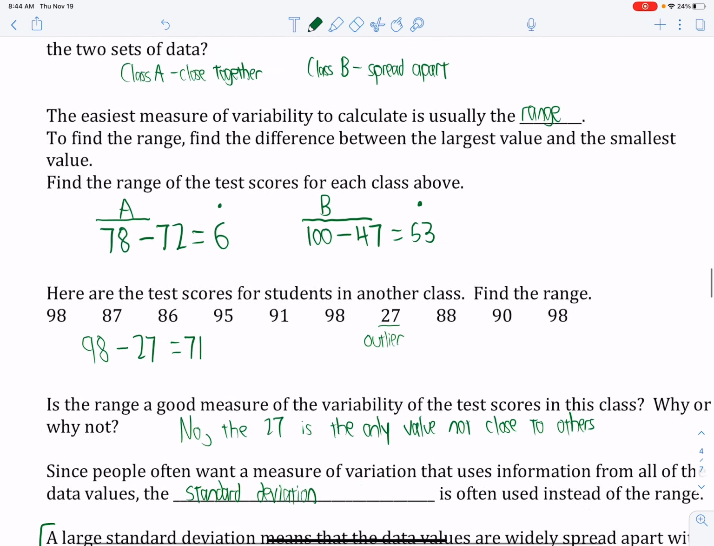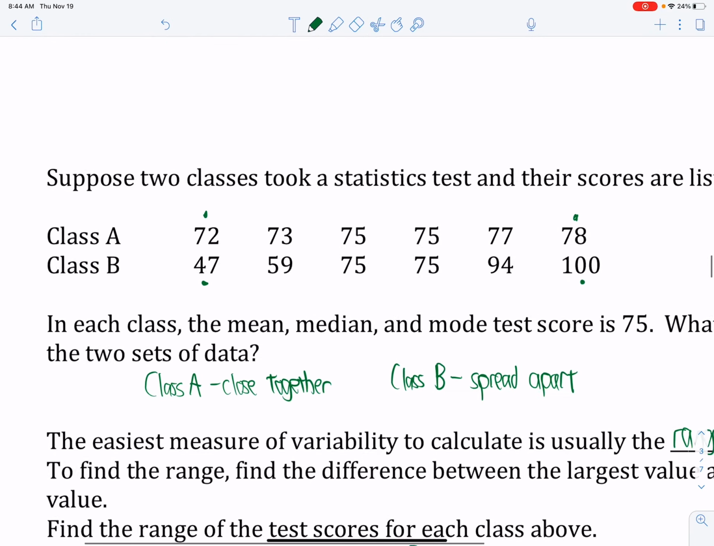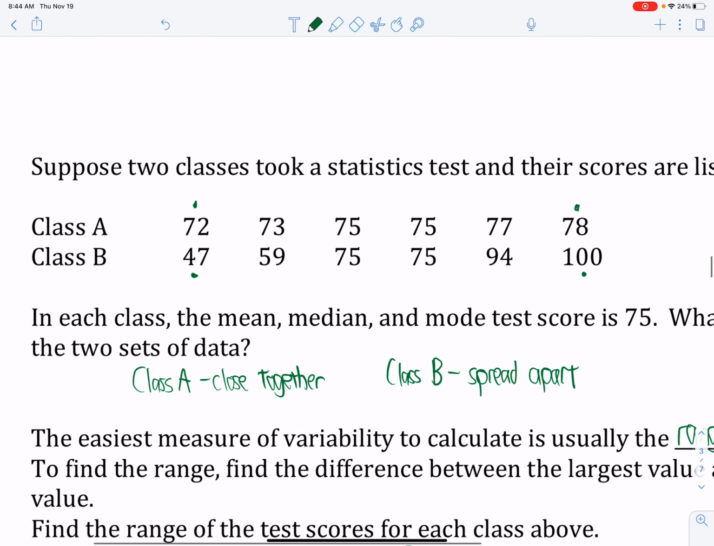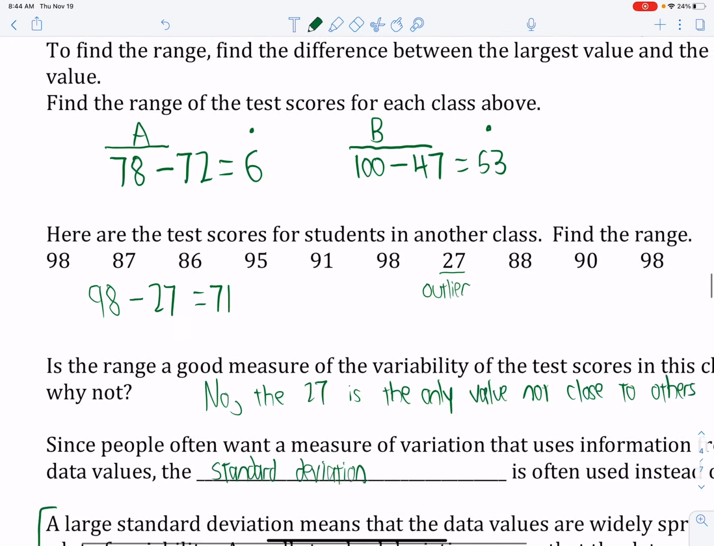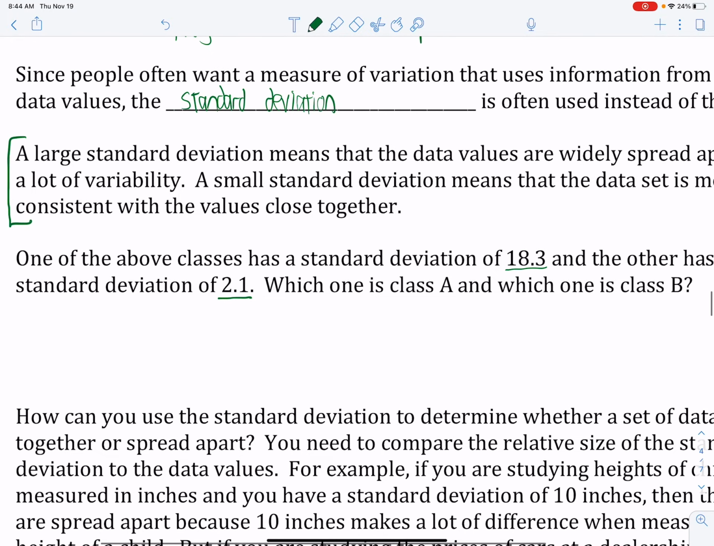So remembering those scores from before, Class A, the values were closer together. Class B, the values were widely spread apart. So in this case, Class A would have the smaller standard deviation, and Class B would have a bigger standard deviation. So the 2.1 is going to have to go for Class A, and the bigger standard deviation of 18.3 would go to Class B.